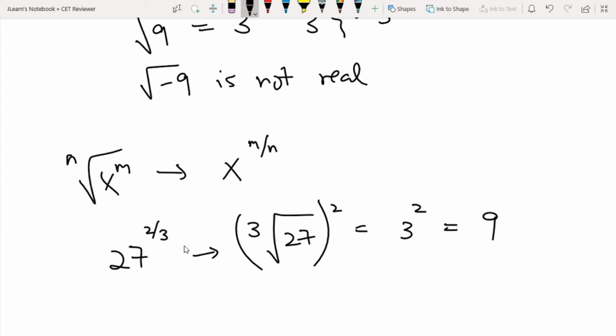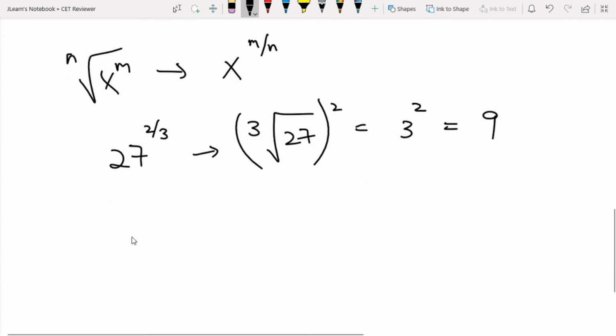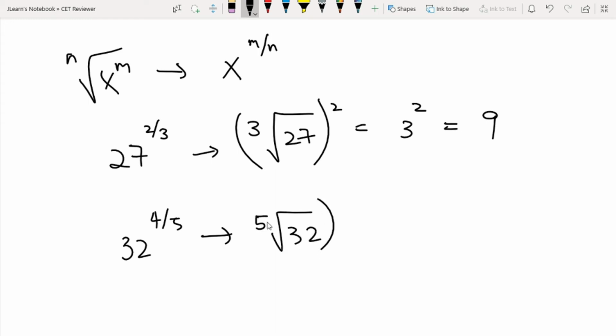Okay? So again, let's do another example. For example, you have 32 raised to 4 over 5. Again, try to transform this into the radical. This will be fifth root ng 32 raised to 4. And ano ba ang fifth root ng 32? That will be 2, tama? And raised to 4, this will be equal to 16. Okay?